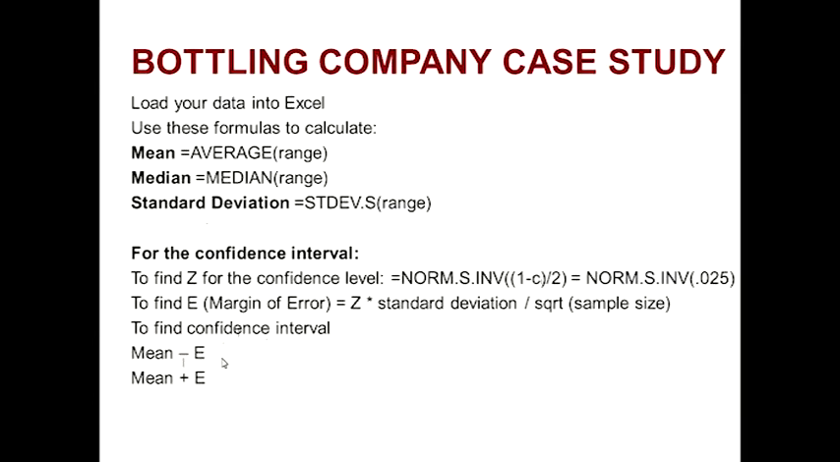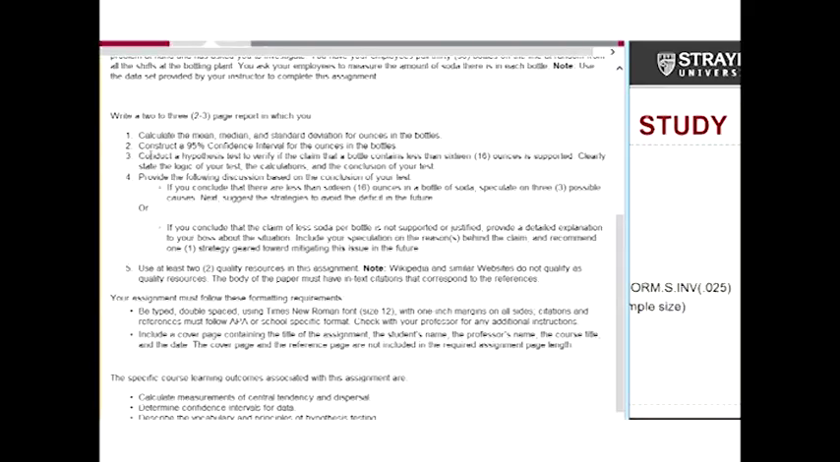Then to find your confidence interval, you simply take the mean minus the margin of error, which will give the lower bound, and the mean plus the margin of error will give the upper bound of the confidence interval.